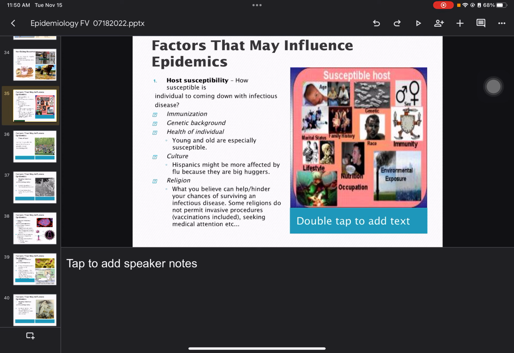Immunosuppressive, and with an autoimmune disease? Would that be considered genetic background? Would that be genetic or health? Genetic. Okay. Health would be we're obese, we're diabetic, all those things.